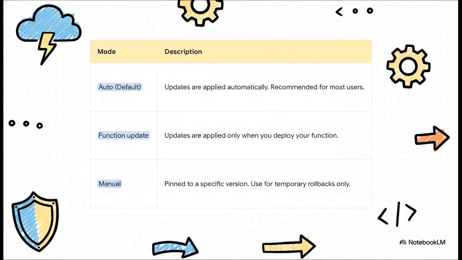And here are the 3 ways you can manage those updates. You've got auto, that's the default, and honestly, it's what you want 99% of the time. Lambda just handles it all. Then there's function update, which ties the patches to your own code deployments. And finally, you have manual, which you should really only think of as an emergency brake if you need to roll back an update that's causing problems.